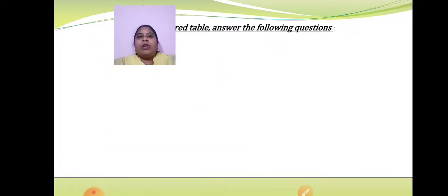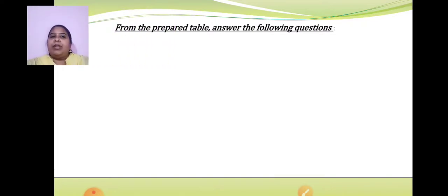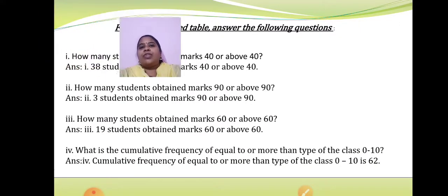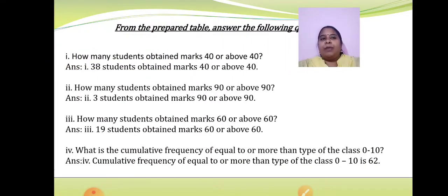Right. Okay. So after preparing the table, you will write these questions one below the other with the answer. The questions are, as I have discussed with you, how many students have obtained marks 40 or more than 40? Now you have the table with you. Just please refer to the table and see, 38 students have obtained marks 40 or more than 40. How many students have obtained marks 90 or above 90? Okay. So look at the table. It is 3 students that they have got.